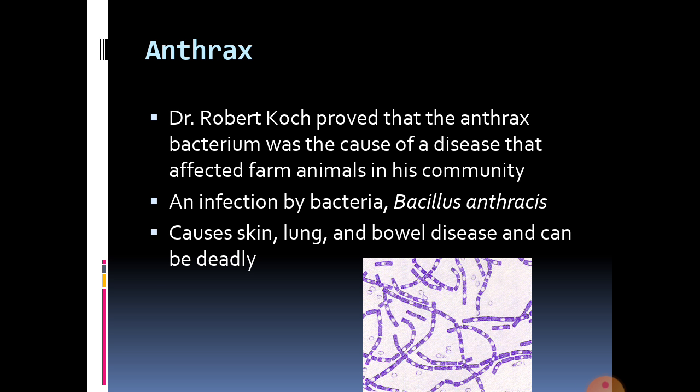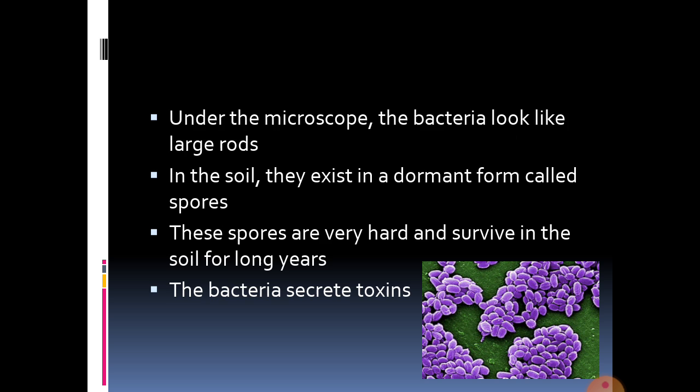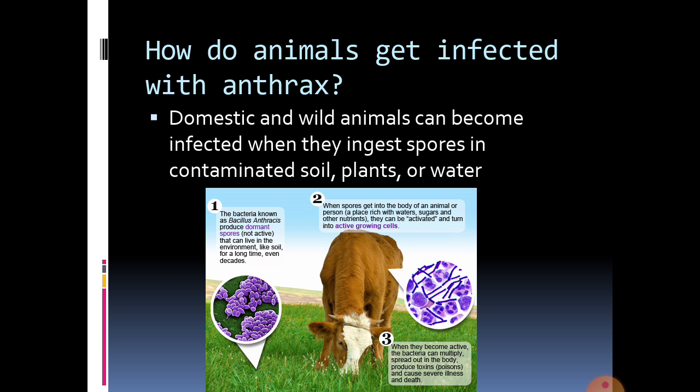First, anthrax. Dr. Robert Koch proved that the anthrax bacterium was the cause of a disease that affected farm animals in his community. It was an infection by a bacteria, Bacillus anthracis. It causes skin, lung, and bowel disease and can be deadly also. Under the microscope, the bacteria look like large rods. In the soil, they exist in a dormant form called spores. These spores are very hard and survive in the soil for long years. These bacteria secrete toxins.